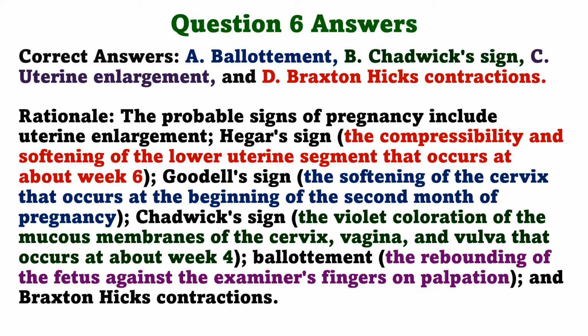Hegar's sign, which is the compressibility and softening of the lower uterine segment that occurs at about week 6. Goodell's sign, which is the softening of the cervix that occurs at the beginning of the second month of pregnancy. Chadwick's sign, which is the violet coloration of the mucous membranes of the cervix, vagina, and vulva that occurs at about week 4. Ballottement, which is the rebounding of the fetus against the examiner's fingers on palpation. And Braxton Hicks contractions.